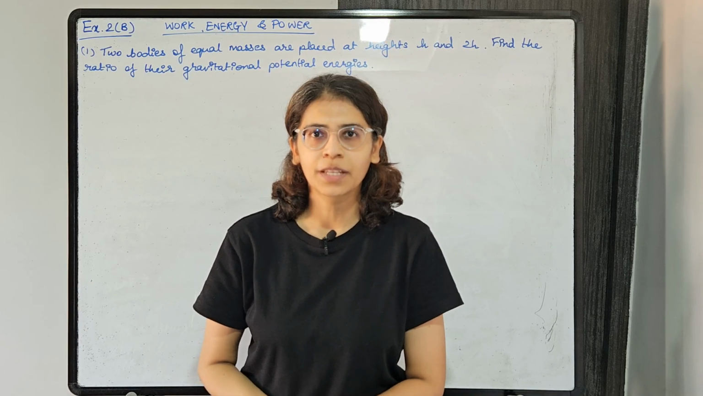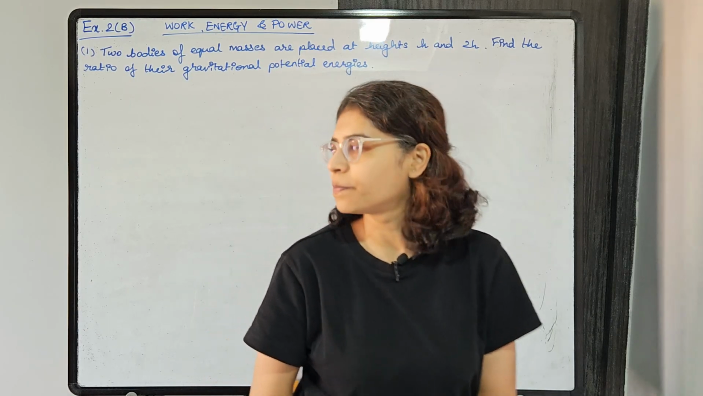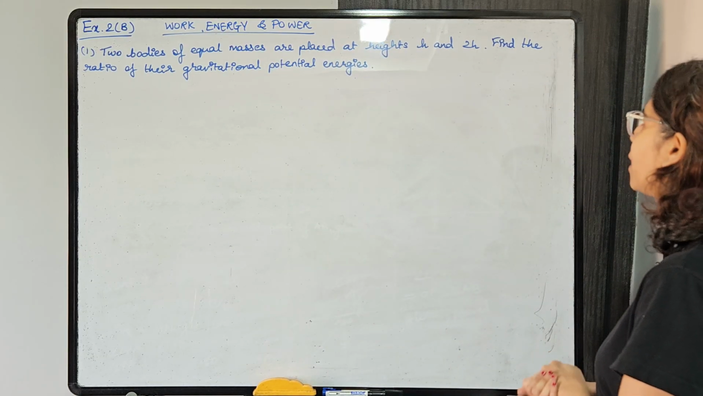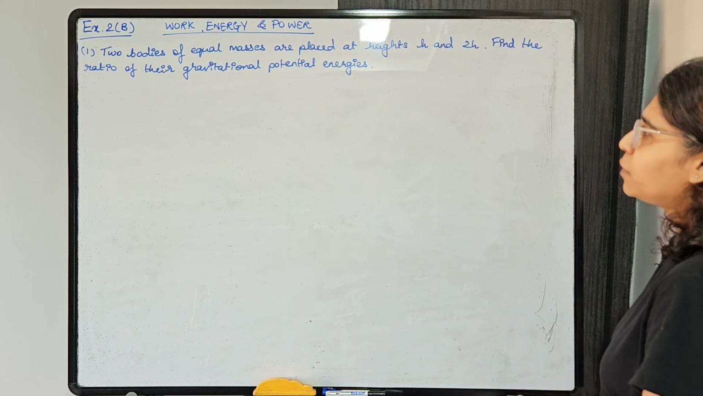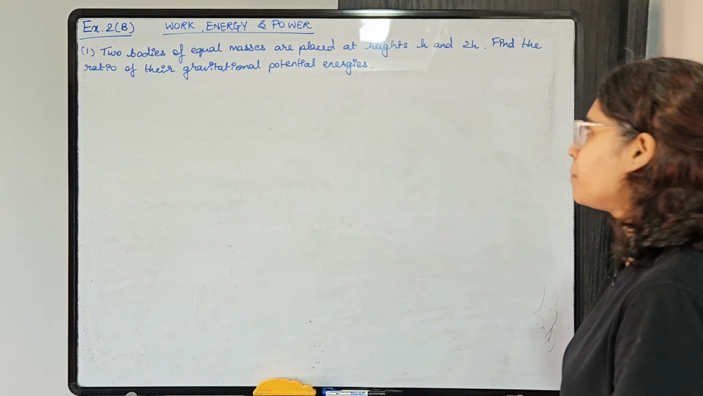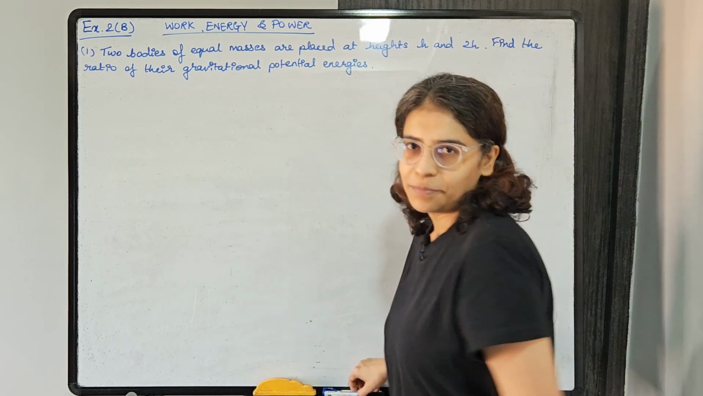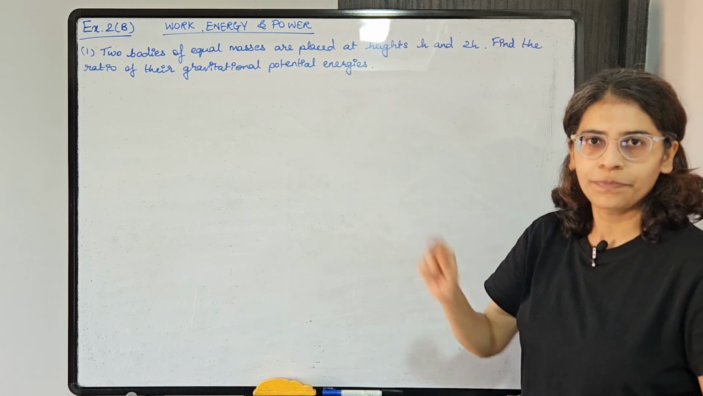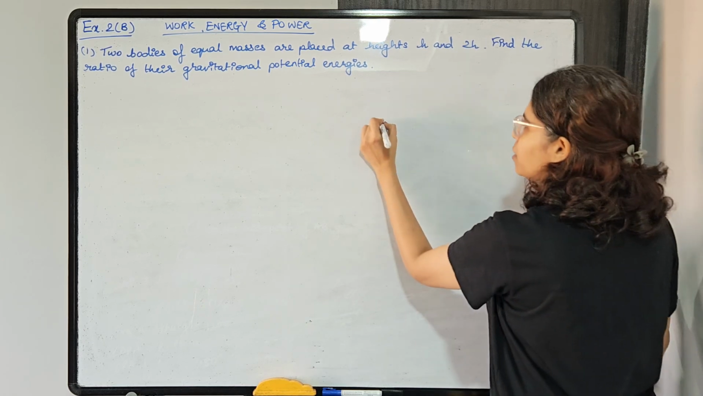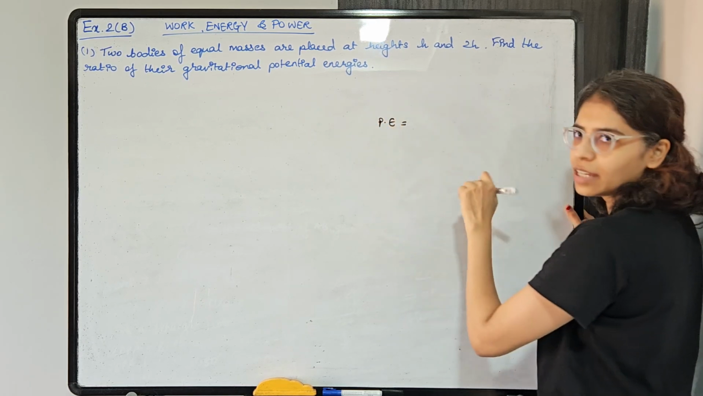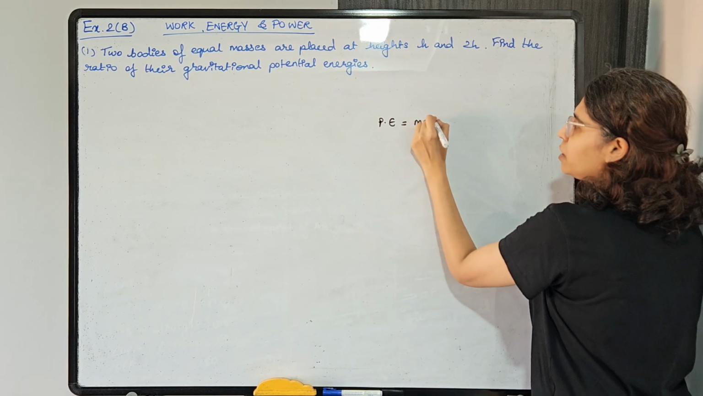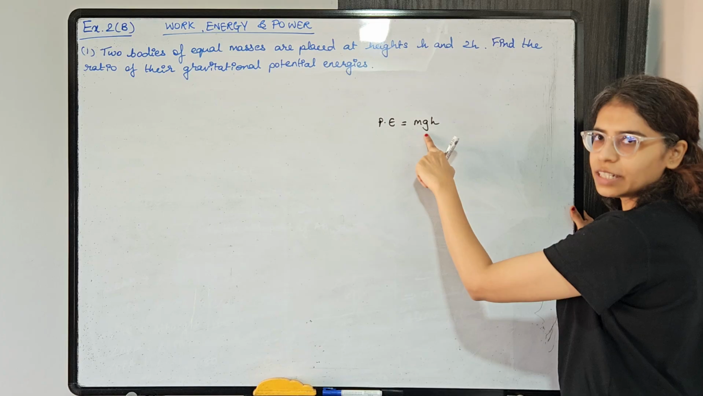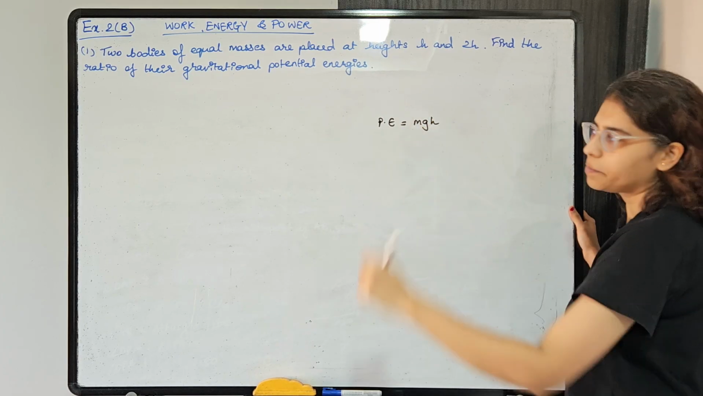So starting with the first question. Two bodies of equal masses are placed at heights h and 2h. Find the ratio of their gravitational potential energies. Very easy. You need to find the ratio of the gravitational potential energy. Gravitational potential energy, that is potential energy, formula is mgh. Mass, gravity and h, height.